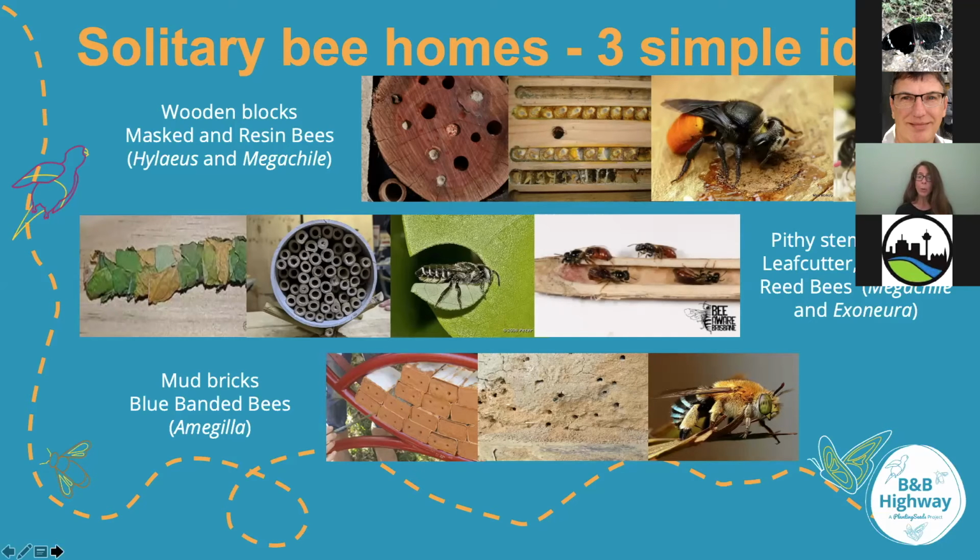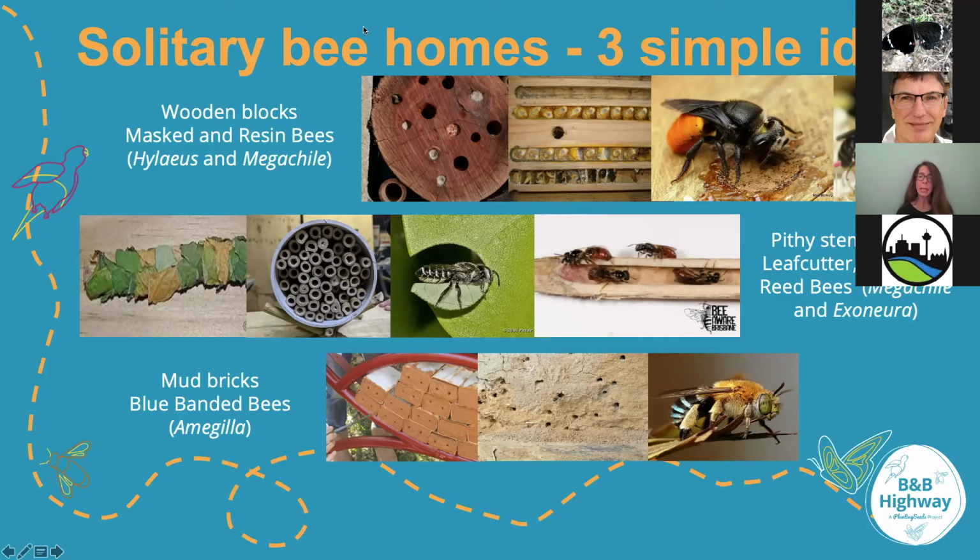And on the bottom row, we can see mud bricks, which are what blue-banded bees like to use. So not bricks necessarily, they're looking for mud. So any hard mud material, that's a perfect place for a blue-banded bee to make their home underground. So there are ways of helping our blue-banded bees, which we're going to look at soon with Tristan, but that's pretty amazing. That's what they're looking for.